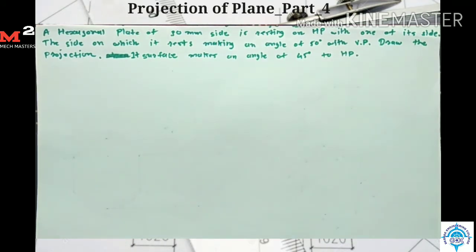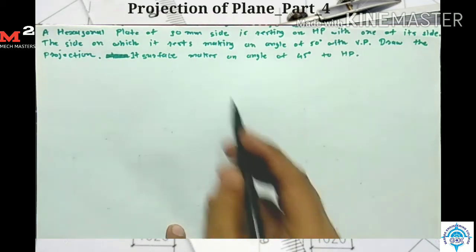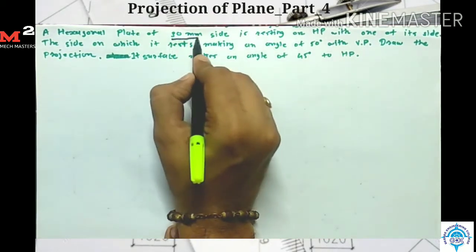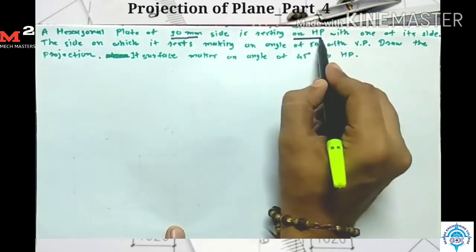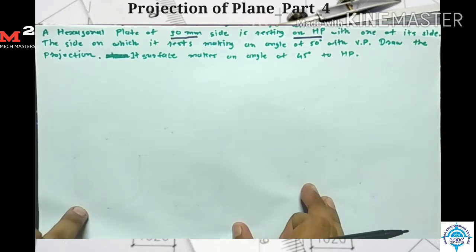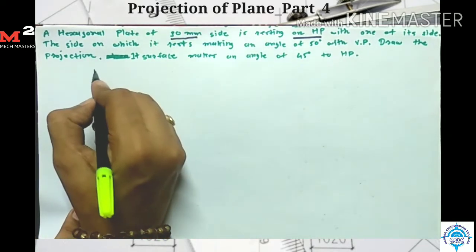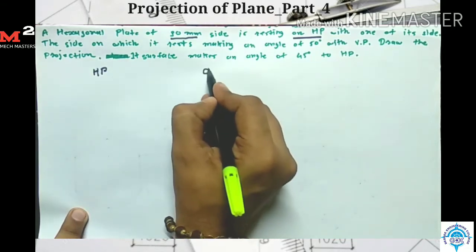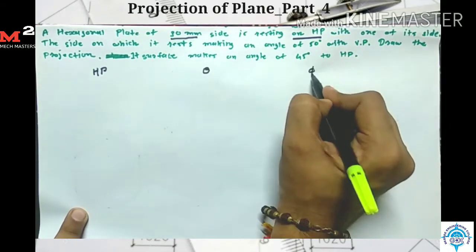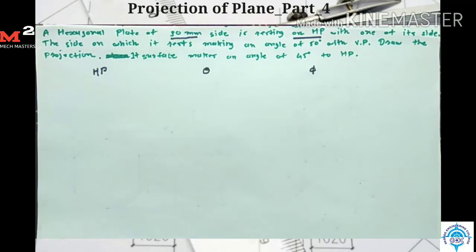Okay, let's see the question. Here in the question given that hexagonal plate of 30 mm side. Okay, so we require to draw the hexagon of 30 mm side resting on HP. If the plane is resting on HP, then I write down here my first stage is HP, second theta, and third phi. So the plane is resting on HP with one of its sides.